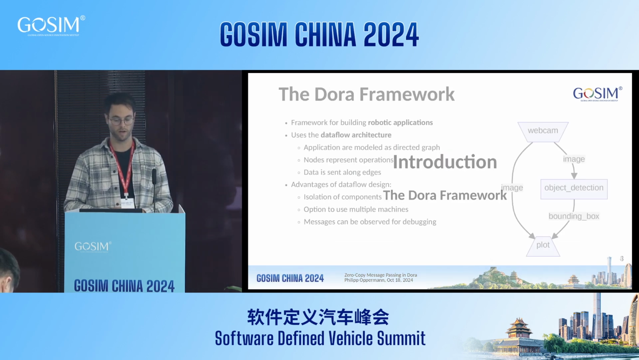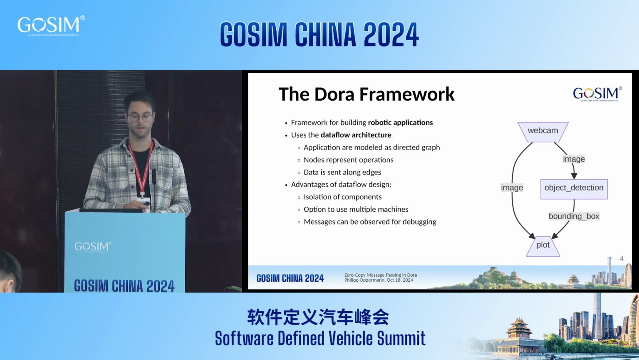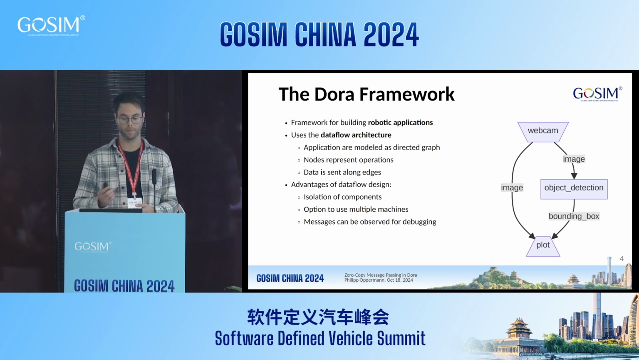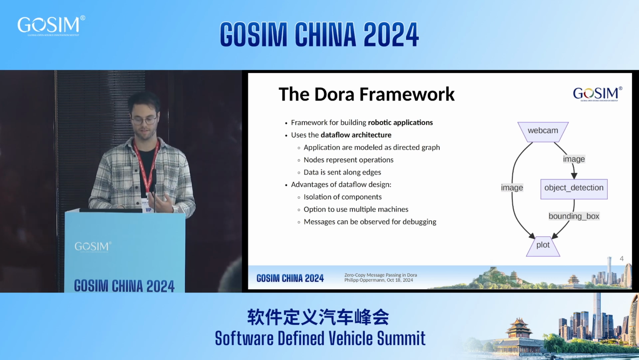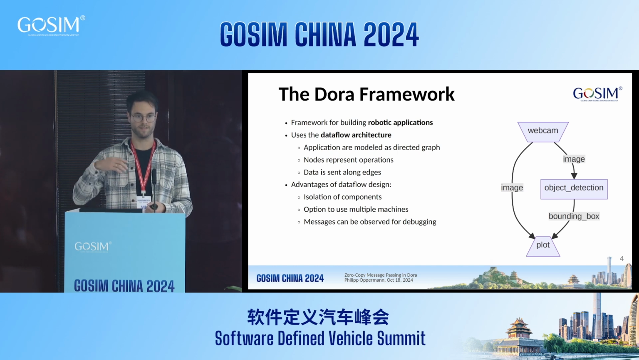So the Dora framework is a framework for building robotic applications and also for AI. And it uses the data flow architecture. So we represent a program as a set of nodes which represent the different operations. So in this example on the right, we have a webcam node that takes images, and we have an object detection node that detects objects in an image. So each node has inputs and outputs, and these outputs are sent via messages to the next node.